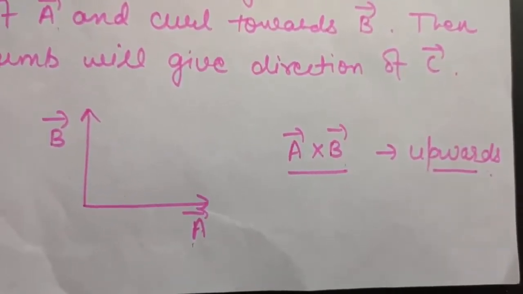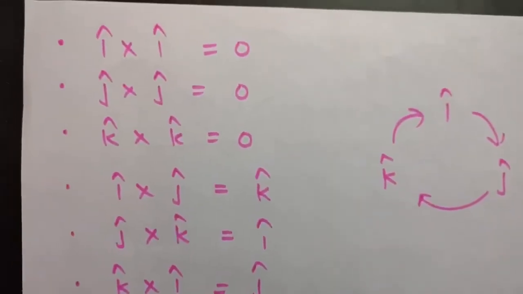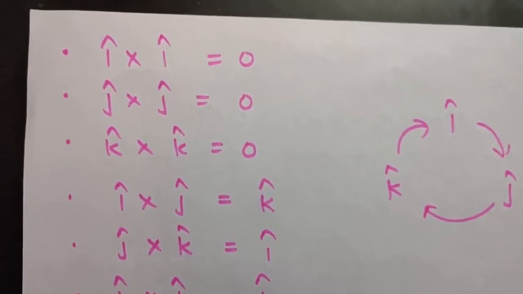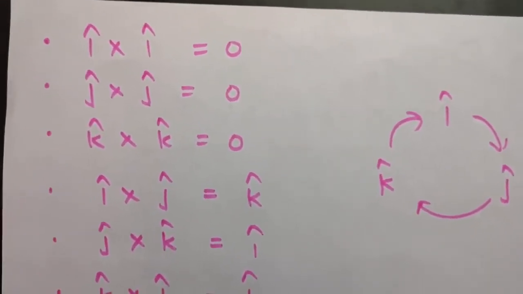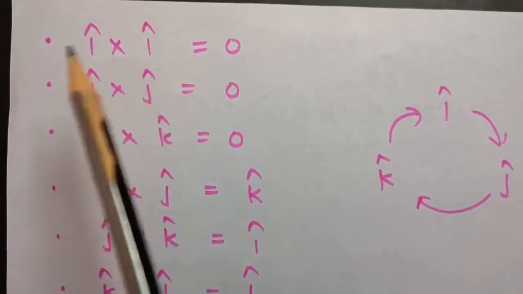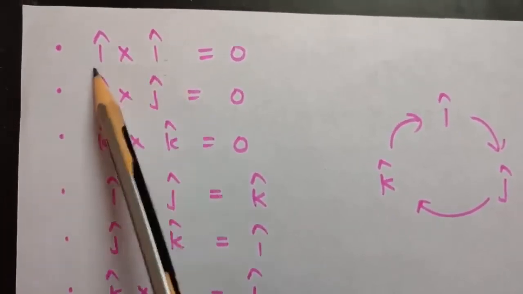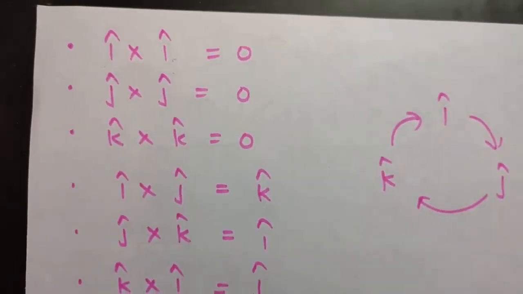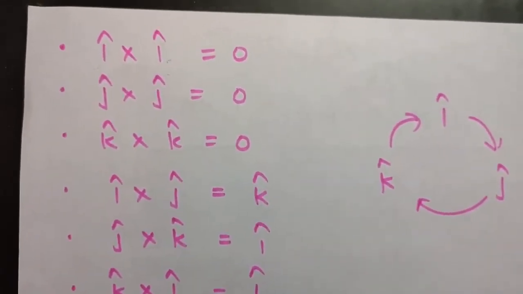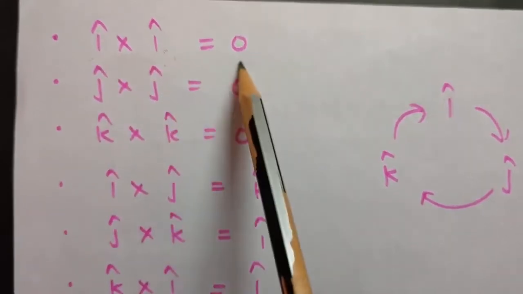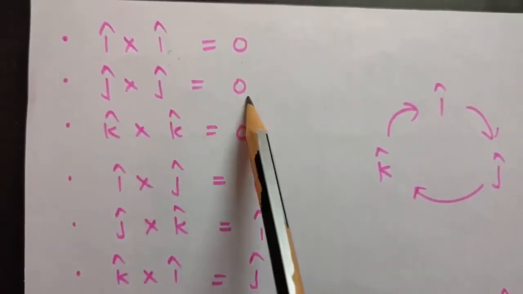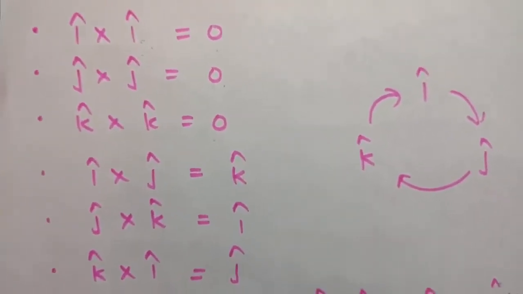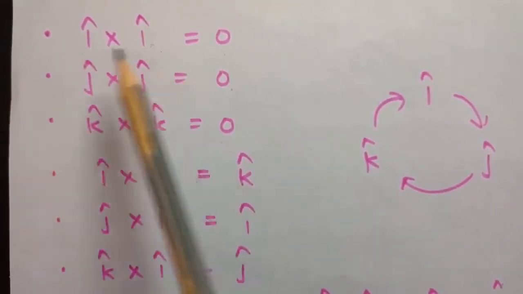Now let us take some examples. As it was told to you, I dot I is 1, J dot J is 1. Similarly, we have formulas for cross product also. So I cross I: as you know, the angle between them is 0 degrees. So the formula is AB sin theta, and as you know, sin 0 is 0. That means I cross I is 0. J cross J is also 0, and K cross K is also 0. So this was the formula when we have the same vectors.